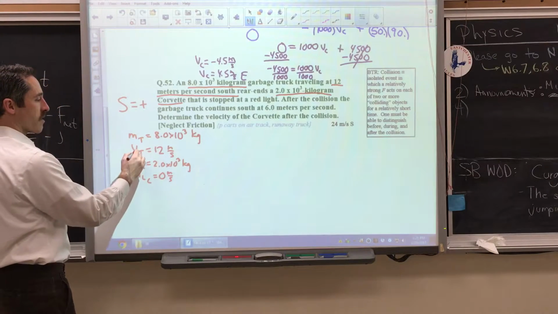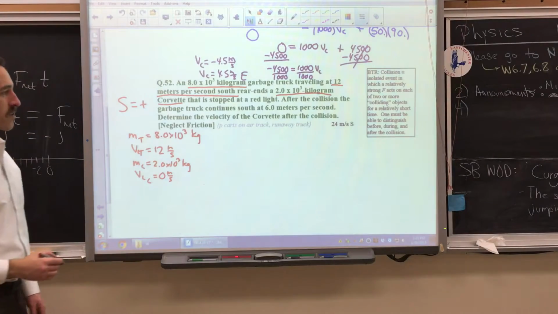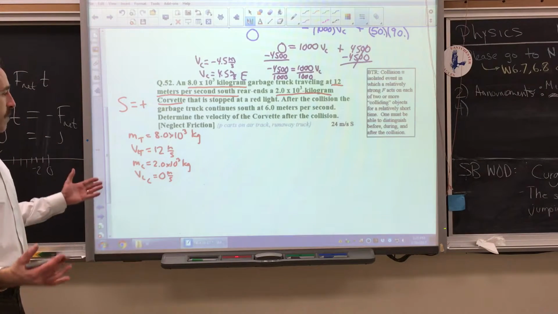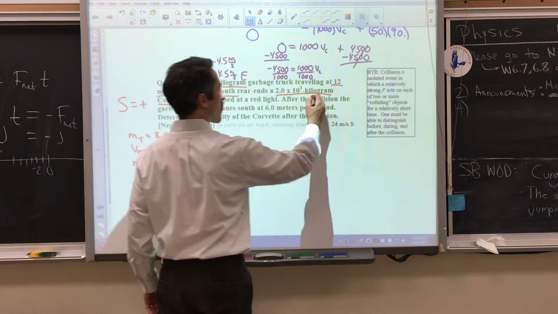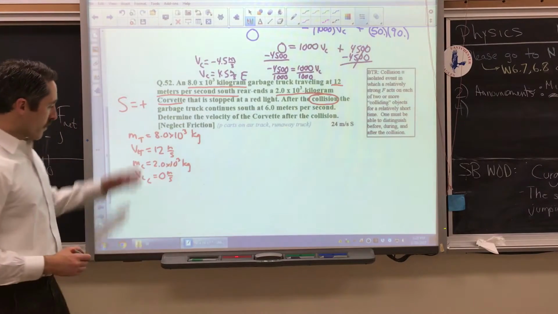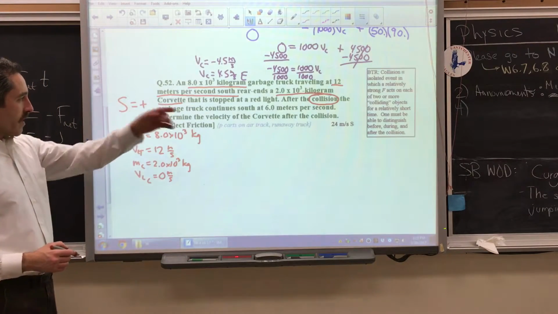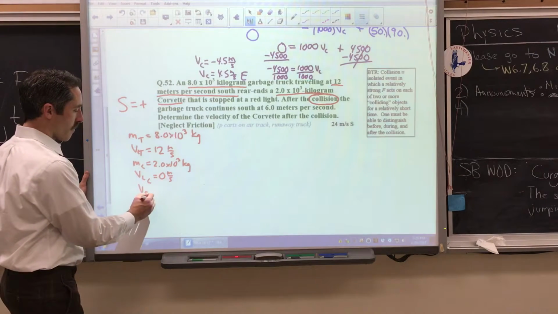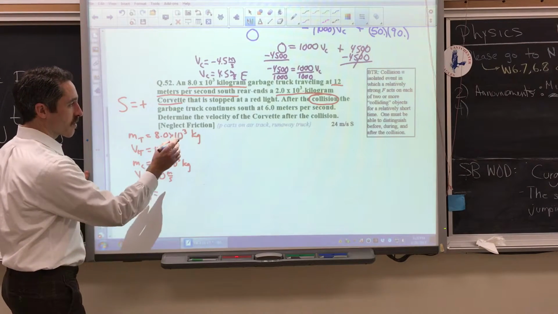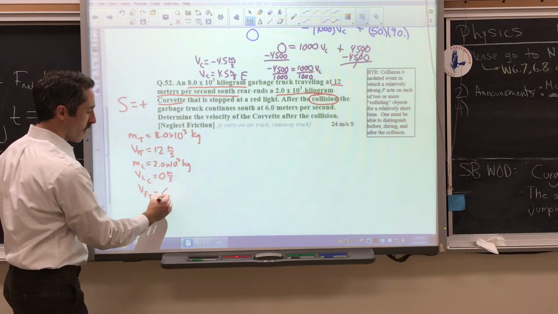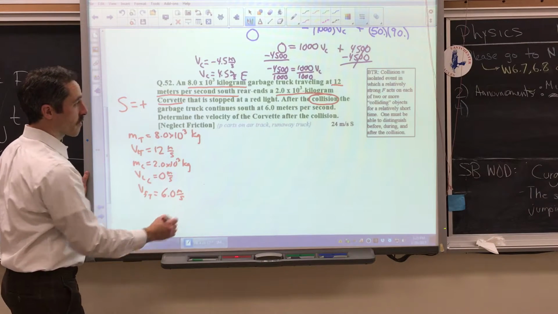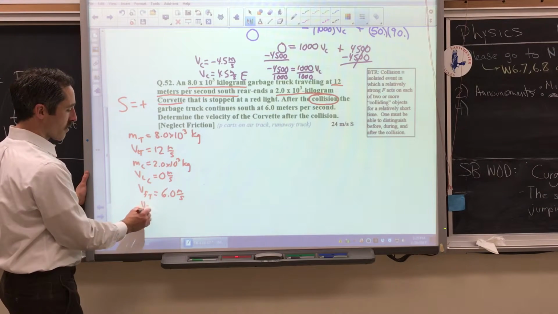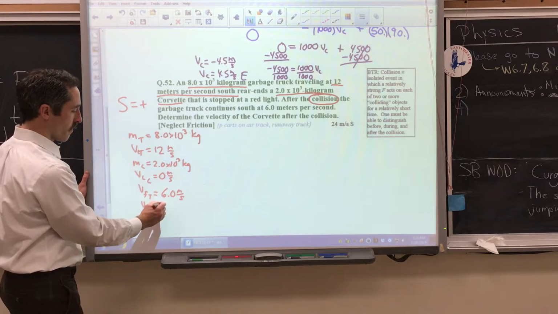And this actually is an initial velocity too. You realize it's coming to rear end this Corvette. The item of interest is the collision. This is before the collision has happened. After the collision, the garbage truck, so the velocity final of the truck is 6 meters per second, still south, so positive 6 meters per second. Determine the velocity final of the Corvette.